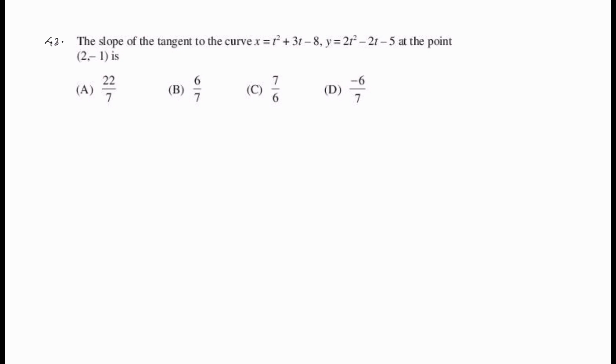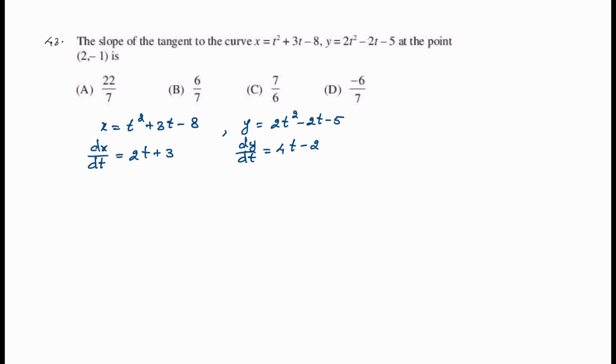Question 43. The slope of the tangent to the curve x equal to t square plus 3t minus 8, y equal to 2t square minus 2t minus 5 at the point (2, minus 1) is. X is t square plus 3t minus 8. Let us find dx upon dt, 2t plus 3. And y is 2t square minus 2t minus 5. Therefore, dy upon dt is 4t minus 2. We will find dy upon dx, 4t minus 2 upon 2t plus 3.